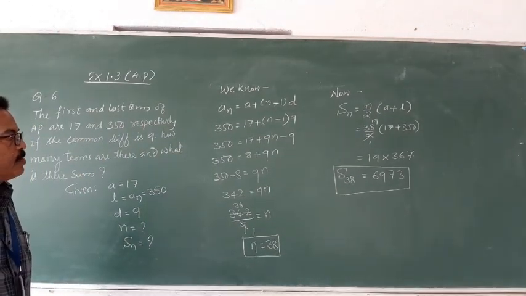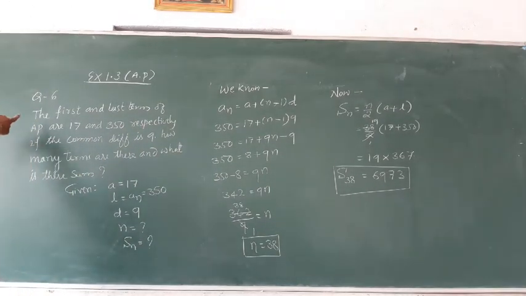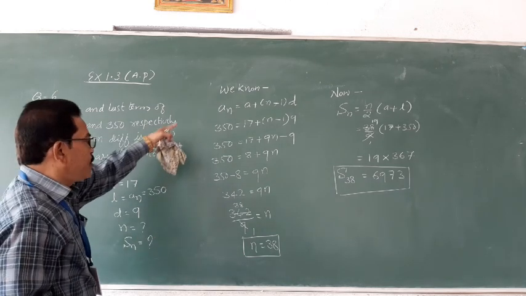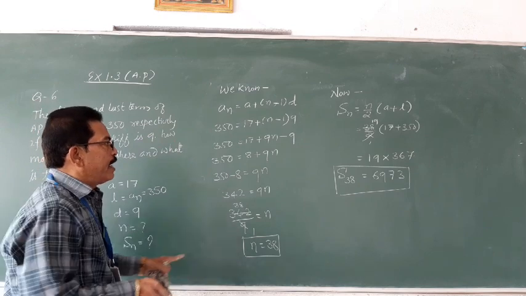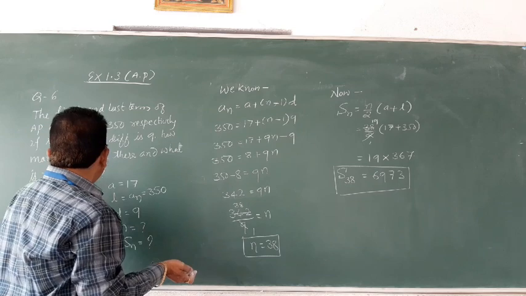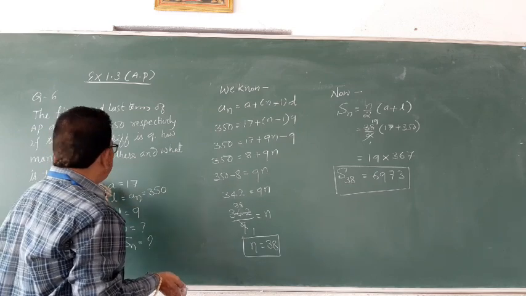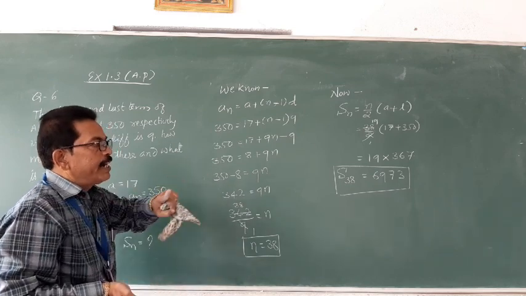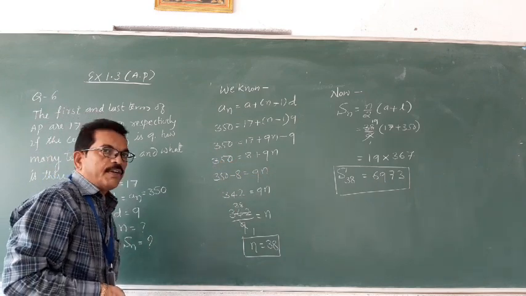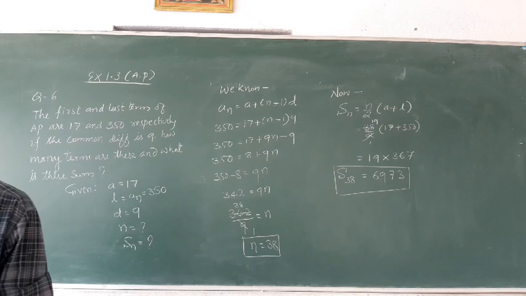Okay, this one is the sixth question. The first and last term of an AP are 17 and 350. The common difference is 9. So simple methods we have used. First we have calculated the n, then we have calculated the Sn. They asked how many terms are there and what is their sum. The sum of 38 terms he has asked. So yes, S38 equals 6973. See the problem once again.